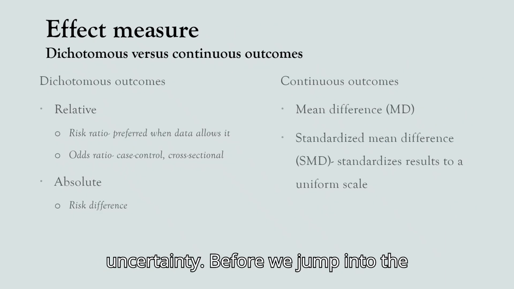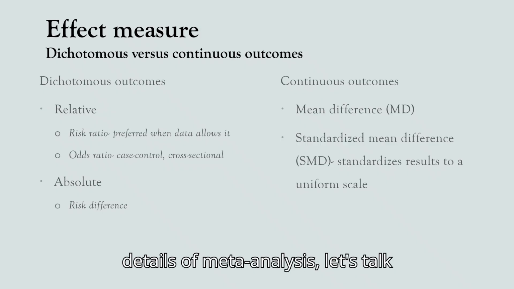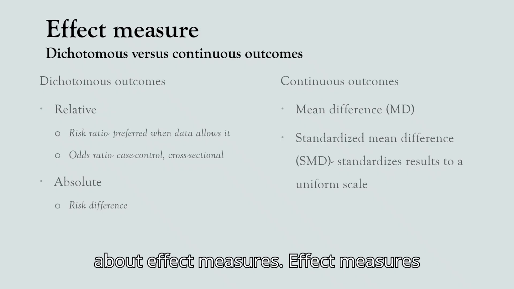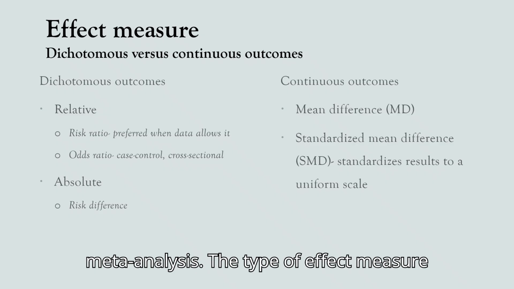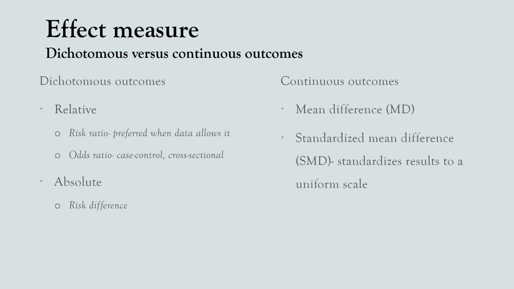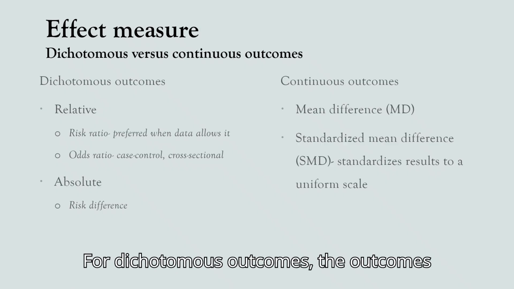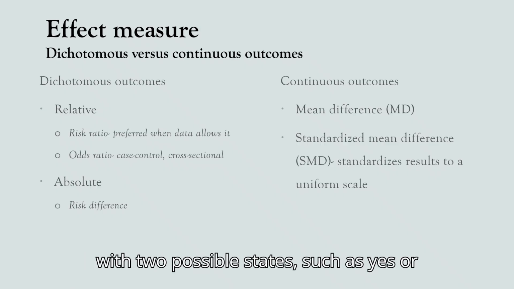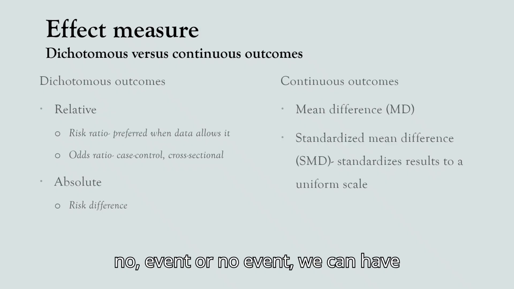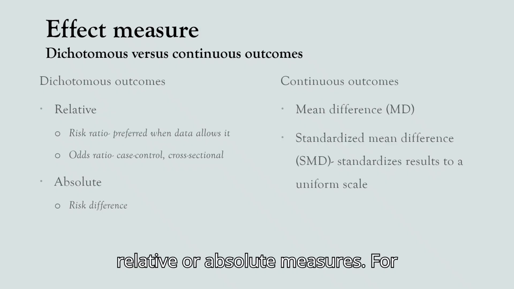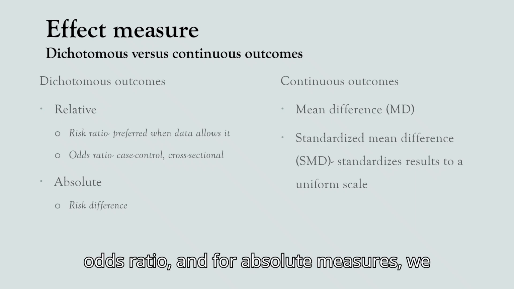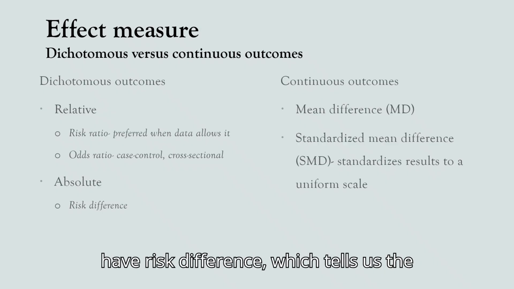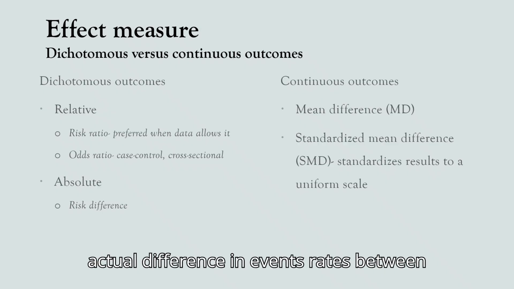Before we jump into the details of meta-analysis, let's talk about effect measures. Effect measures describe how we quantify the difference between groups in a study or in a meta-analysis. The type of effect measure we use depends on the type of outcome. For dichotomous outcomes, the outcomes with two possible states, such as event or no event, we can have relative or absolute measures. For relative measures, we have risk ratio or odds ratio. And for absolute measures, we have risk difference, which tells us the actual difference in event rates between groups.